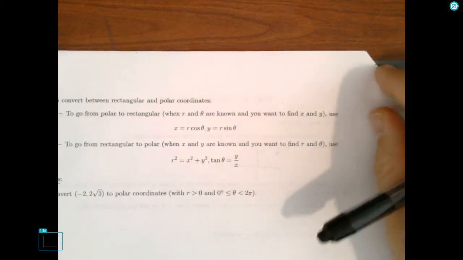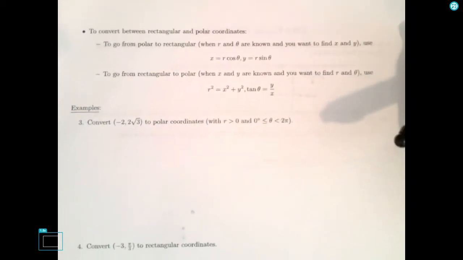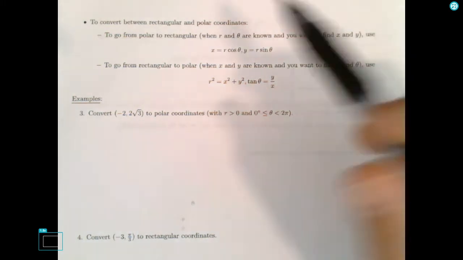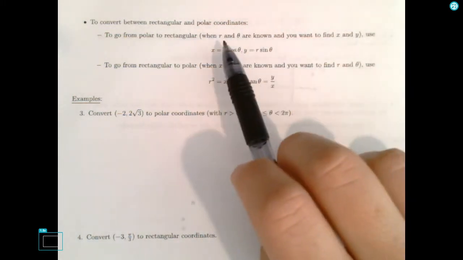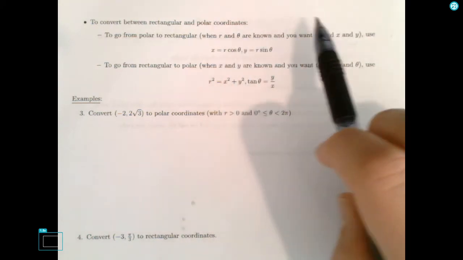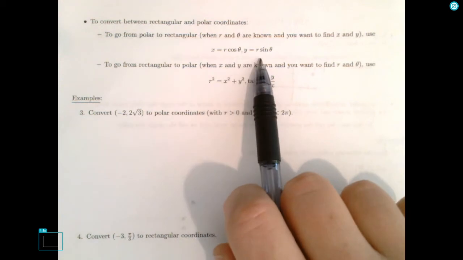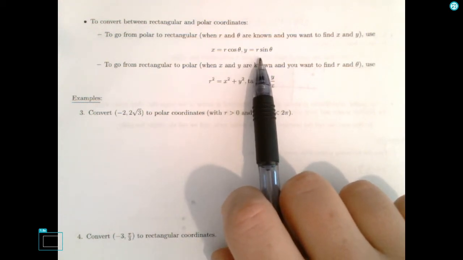One of the things that we want to be able to do when we're dealing with this new coordinate system is convert between what we knew before, the rectangular system, and what we're learning about now, the polar system, right? So to go from polar to rectangular, that is, if you know r and theta and you're trying to find x and y, then you use this relationship. x is r cosine theta, y is r sine theta. You can draw a picture to convince yourself of this. It's just a right triangle trig thing, right? So this is just a trigonometry thing if you've never seen it before.